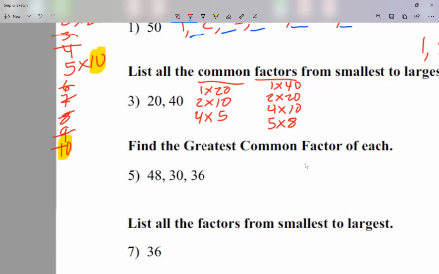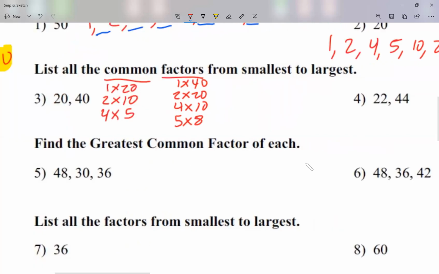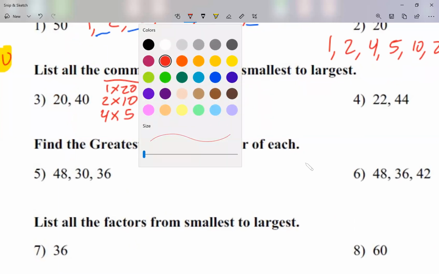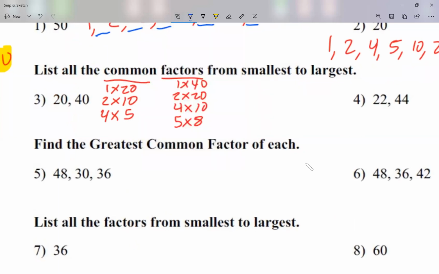So the factors of 20 would be 1, 2, 4, 5, 10, 20. If I'm looking at the factors of 40, my answer would be 1, 2, 4, 5, 8, 10, 20, 40. Now, my common factors, let me go in blue. Common factors are basically factors of both. And I'm going to list them from small to large.